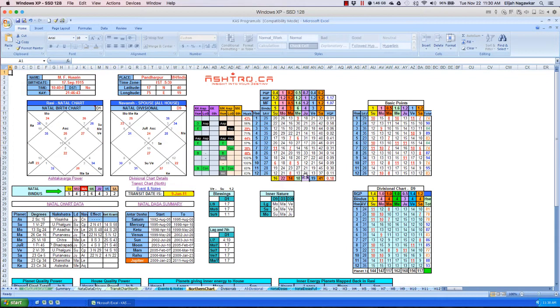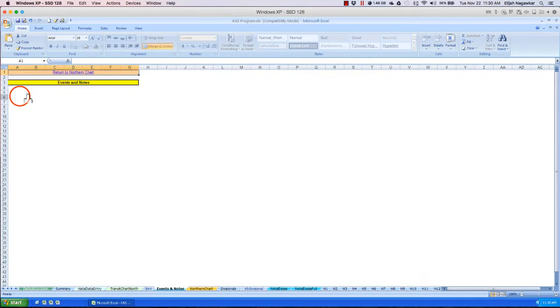Here is a chart that I have cast using the CAST program, and just a quick way on how to navigate. And in events and notes, I can start to make my notes here. I can put in that death happened on 7th June 2011 in the Antardasha of Jupiter in Saturn Mahadasha.